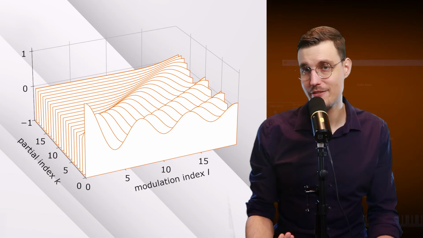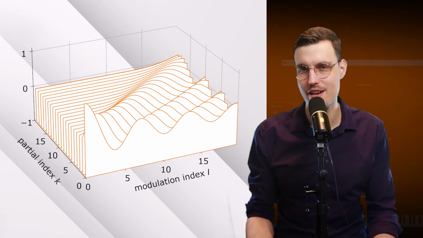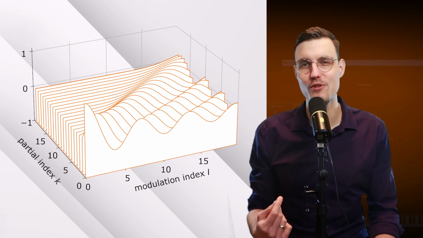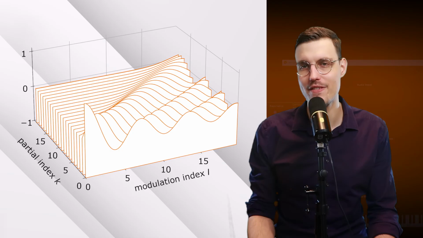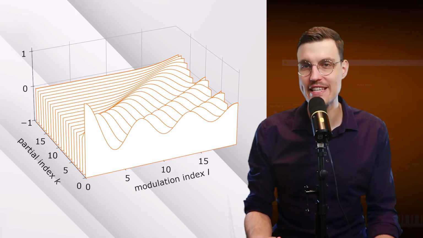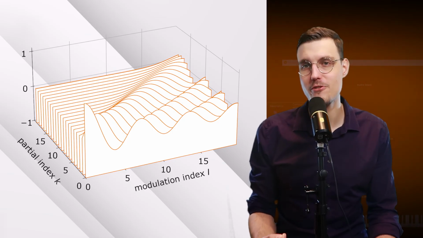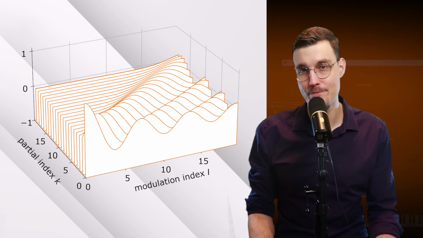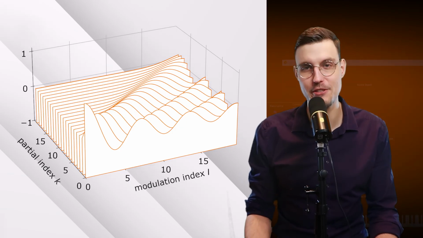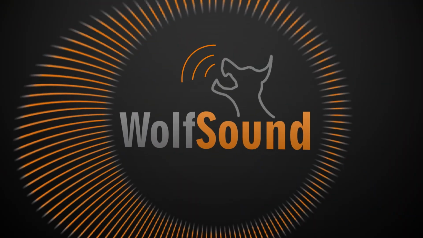The 3D Bessel functions plot gives you the full insight into the spectrum of FM sounds. You can go back to this plot over and over again to discover more and more properties of the FM spectrum. As you can see, it is completely frequency independent. For each fundamental frequency, the partials behave identically. Of course, this plot does not take reflected frequencies into account, but you can visualize them yourself.